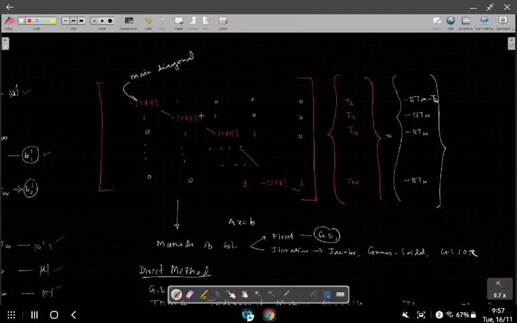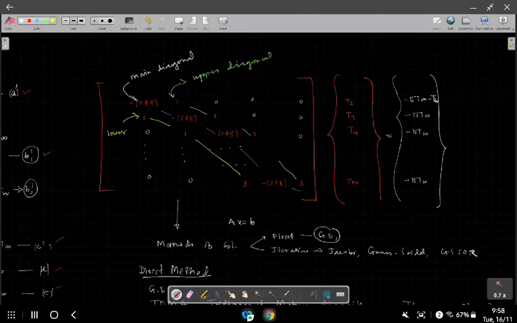Okay, and there is another diagonal here. If you notice, this is called the upper diagonal, or superdiagonal, and there is another diagonal at the bottom, which is called the lower diagonal. So there are three diagonals: number one, number two, number three. That is the reason it is called tridiagonal.